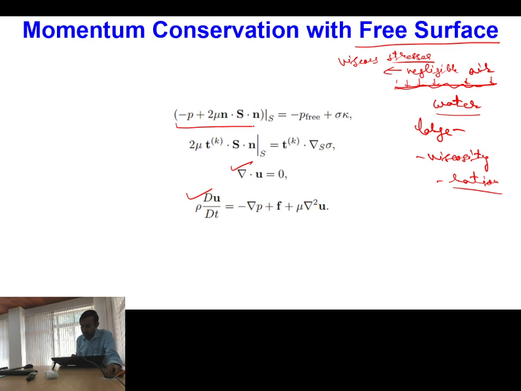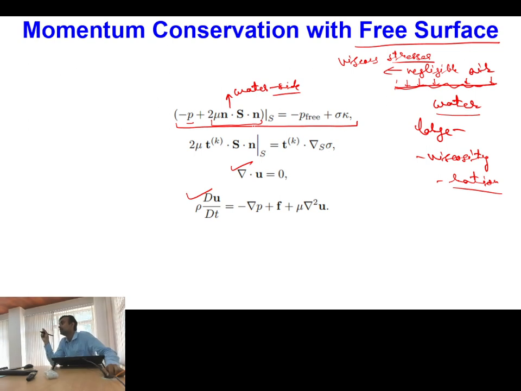whenever you are writing the boundary condition in the normal direction, then for the water side, you will have pressure as well as the normal stresses because of the viscous deformation. That will be there for the water side. But for the air side we will only have pressure and no normal force because of the viscous stress tensor, because the viscosity of air is negligible in comparison to the viscosity of water.